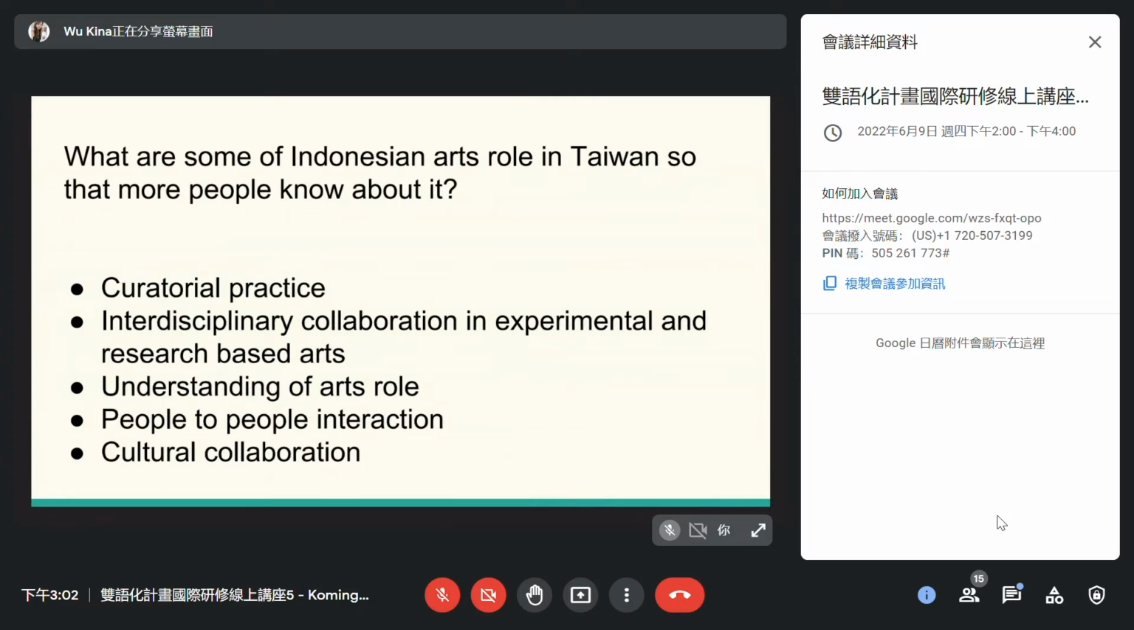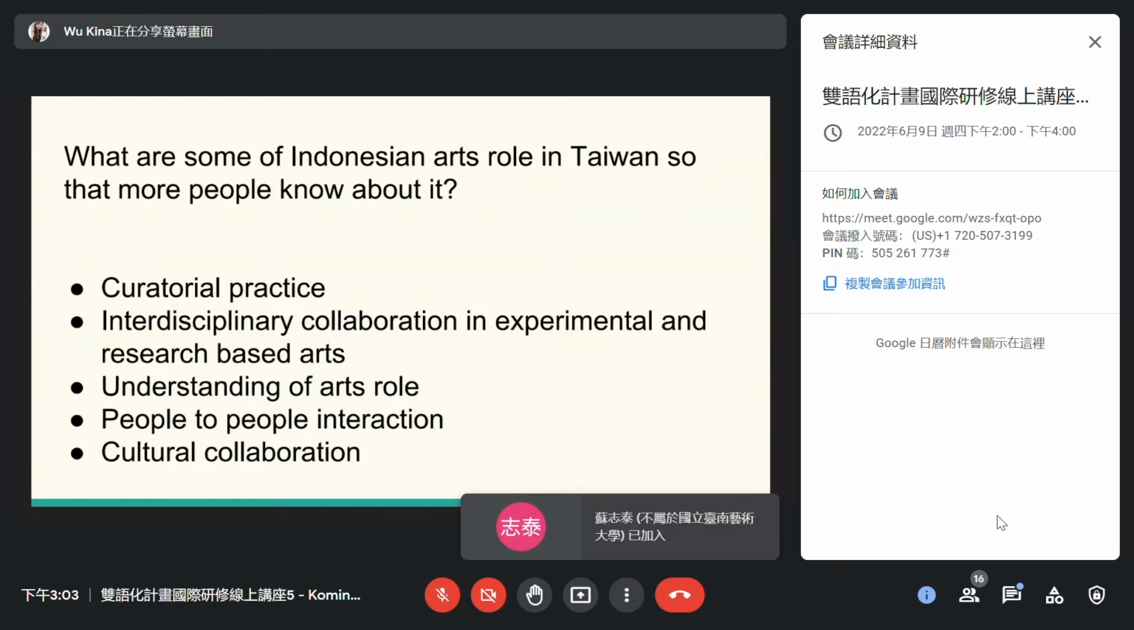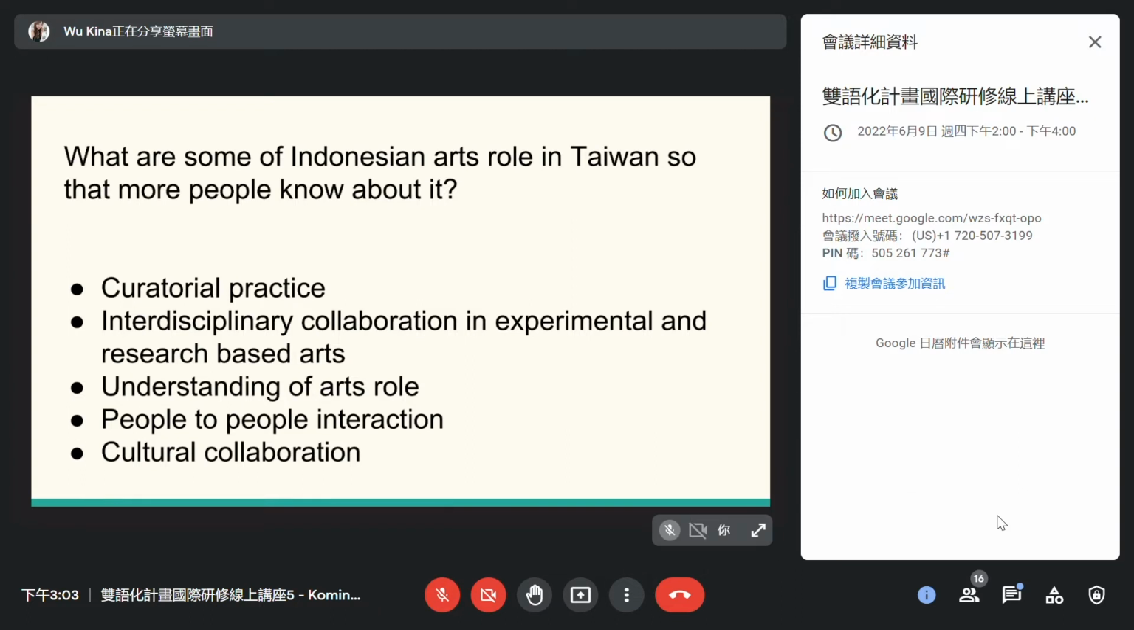So now we have finished sharing some of the performing arts and visual arts in Indonesia from a little bit of a theoretical point of view. My concern here, and why I'm talking with you today about Indonesian heritage in Taiwan, is what role Indonesian art can play in Taiwan so that more people know about it. First is curatorial practice. Cure is like caring: how you care about your culture.